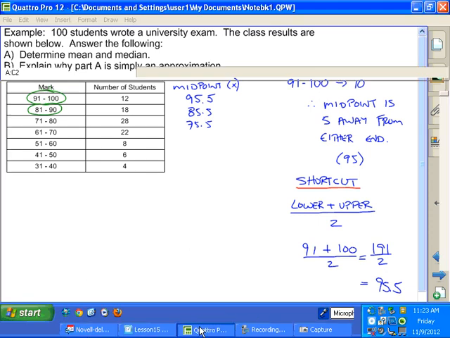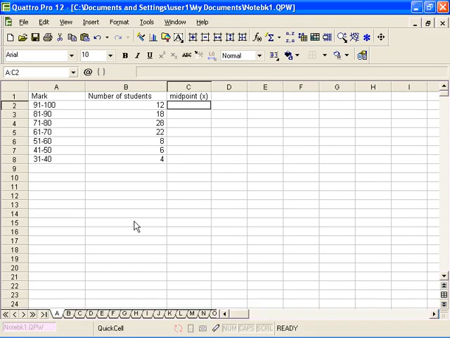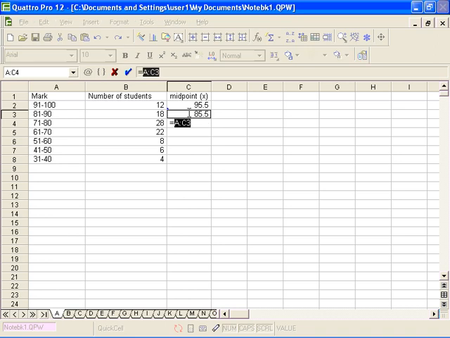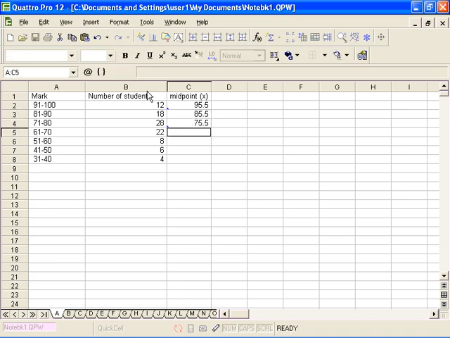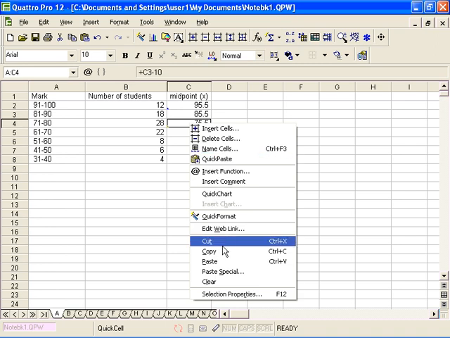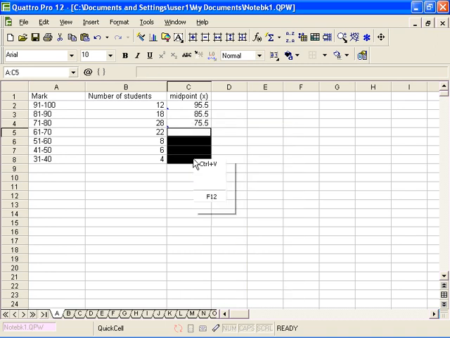Returning to the spreadsheet, now that we've got the midpoint figured out, I can do it here, and you can do this yourself. 91 plus 100, in brackets so it knows to add that first, then divide by 2. There it is, 95.5. The pattern then is 85.5. If you want to get fancy, you see they're just subtracting 10, so I could say equals the previous one take away 10. There's 75.5. There's a whole bunch of shortcuts you can use with spreadsheet software as you get better and better.